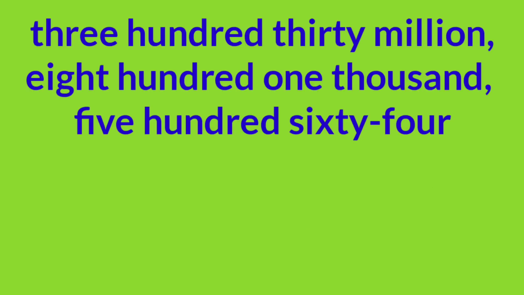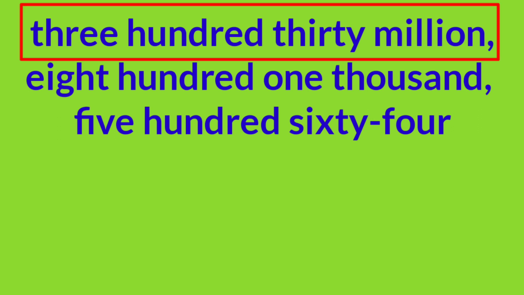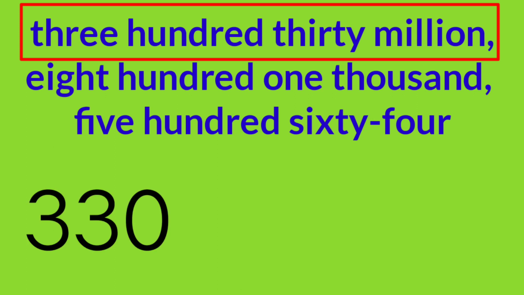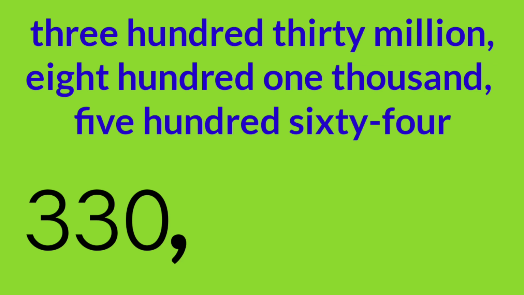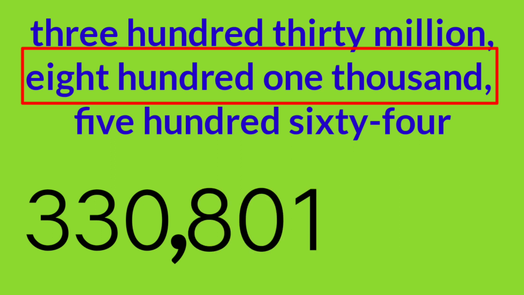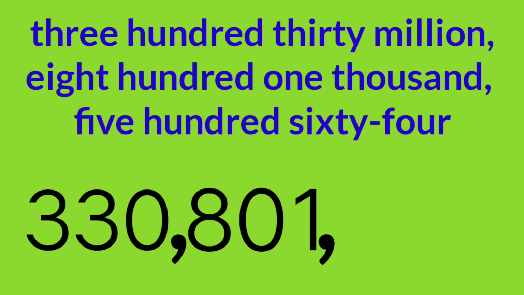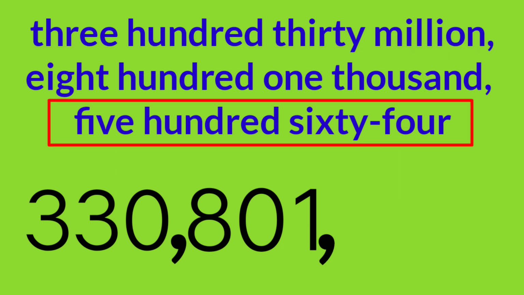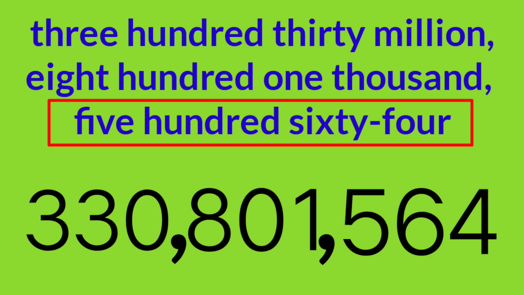Let's have 330,801,564. Okay, let's have 330 million first. So 330, then comma. After each period, you have to put a comma. Then next, 801,000. Then of course, after thousand is comma. And the last one, we have 564. And so, this is how we write it in standard form.